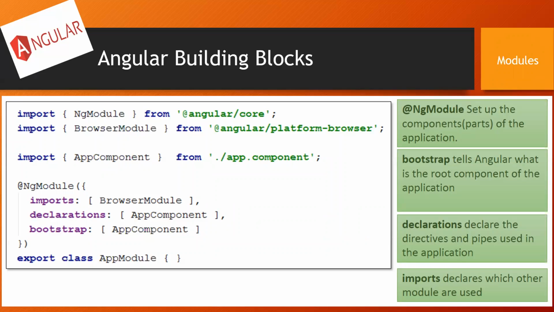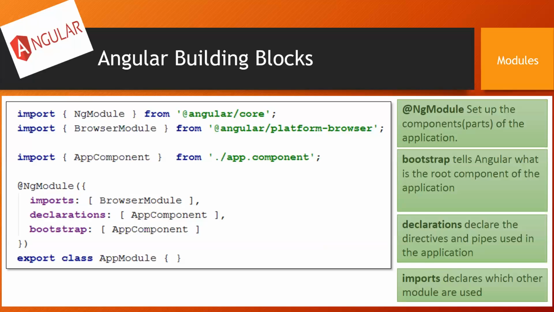Let's start with modules. To define a module, this is a simple example and there are some keywords. You can see here, import NgModule from @angular/core. These @angular/core and @angular/platform-browser are inbuilt Angular libraries. @NgModule is used to set up the components, or parts, of the application.